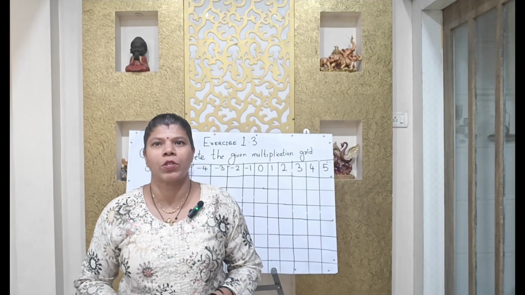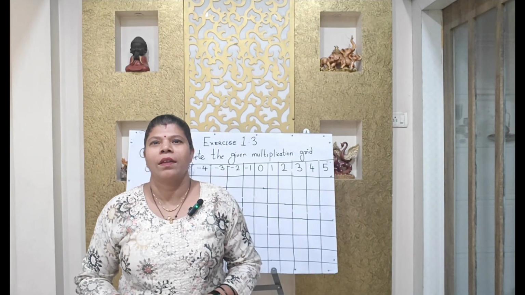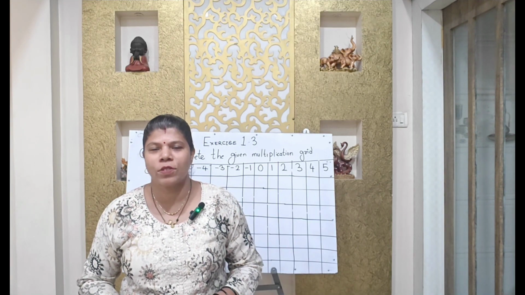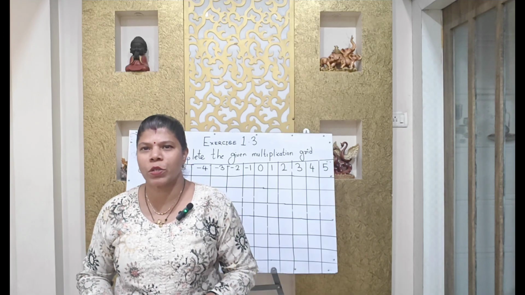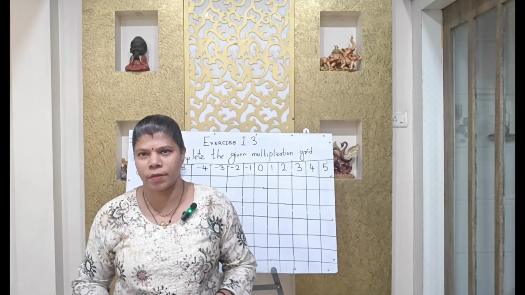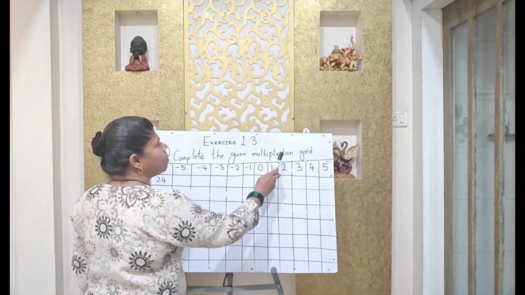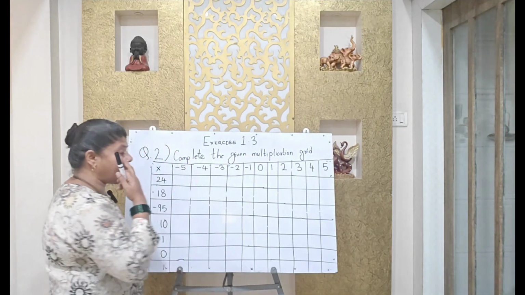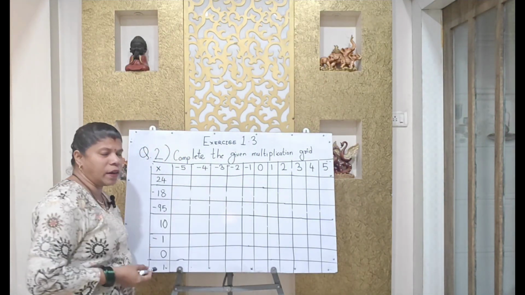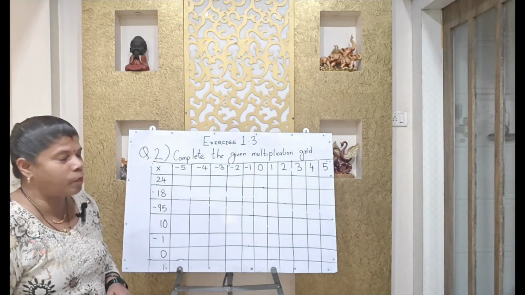We had completed question number 1 from exercise 1.3. Today, we will start with question number 2 from exercise 1.3. Complete the given multiplication grid. They have provided us one grid and we have to complete this grid.